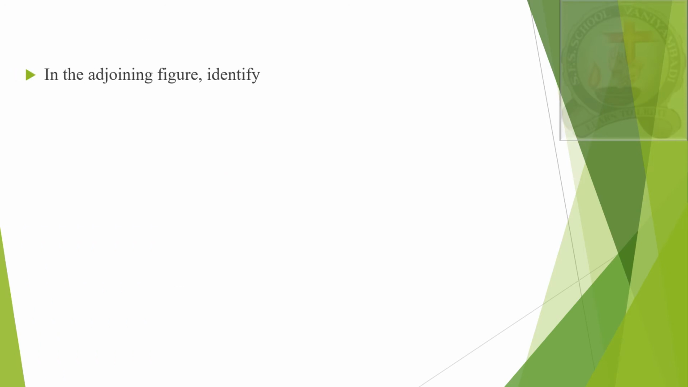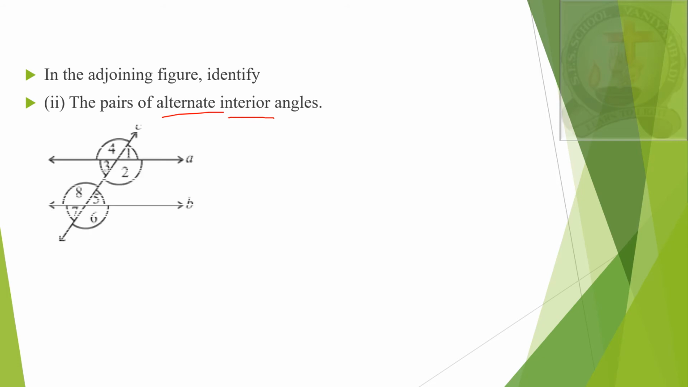In the adjoining figure, identify the pairs of alternate interior angles. Okay, alternate, then it should be interior. You know what alternate interior angles are. In the picture, we should see only the interior angles. The interior angles are angle 3 and angle 2, and angle 8 and angle 5. These four angles are interior angles because they lie between the two lines.